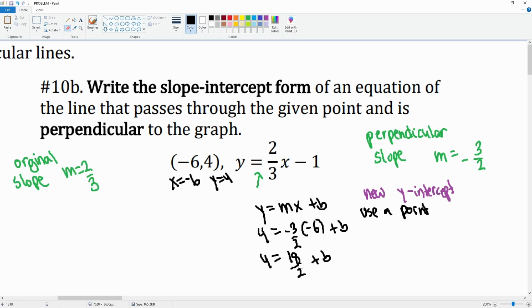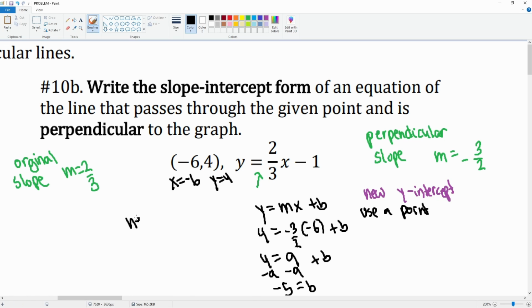But 18 divided by 2 can be simplified to just 9. And it is a positive 9 because a negative times a negative is a positive. Subtract 9 on both sides, leaving you with negative 5 equals b. So this is the new y-intercept.